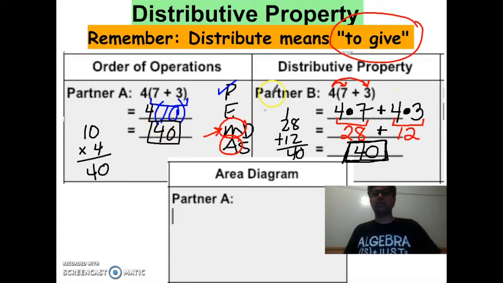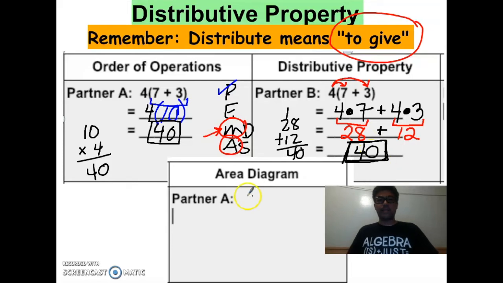So that is how you do the distributive property. Distribute means to give, and basically you're distributing the 4 to the 7 and the 4 to the 3, and using multiplication and using that addition sign to simplify the expression.